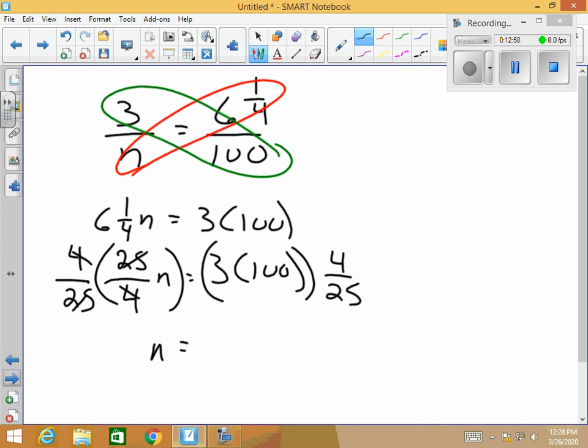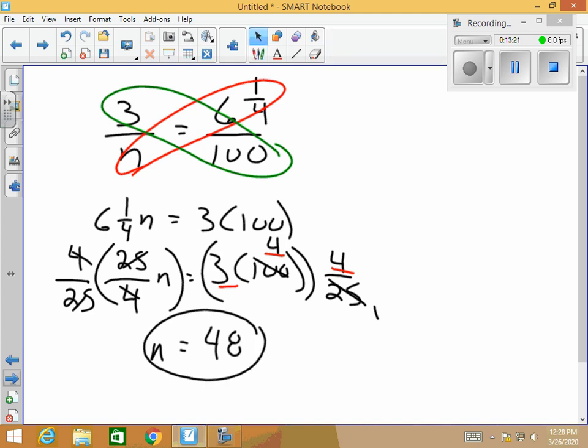And now what I want you to pay attention to, out of 100, I can pull 25s out. So I can pull 1 25 out of 25, pull 4 25s out of 300, and I've got a 3 times a 4 times another 4. And 12 times 4 is 48. Plug it back in, left side equals right side, and you will see that 48 is my answer.